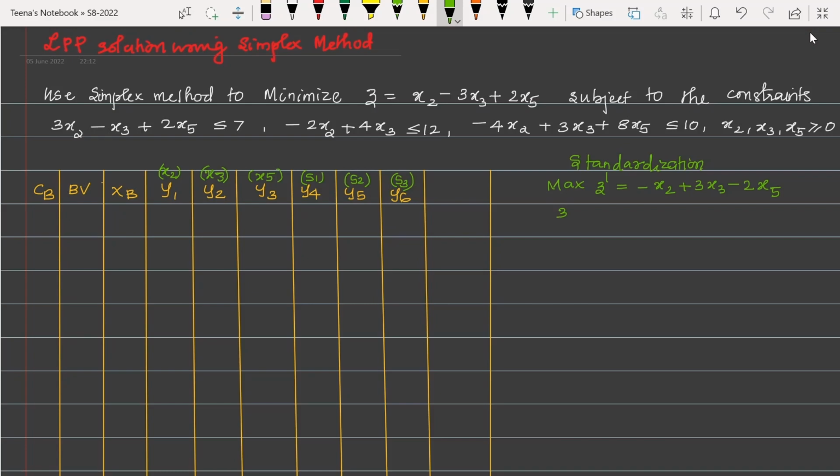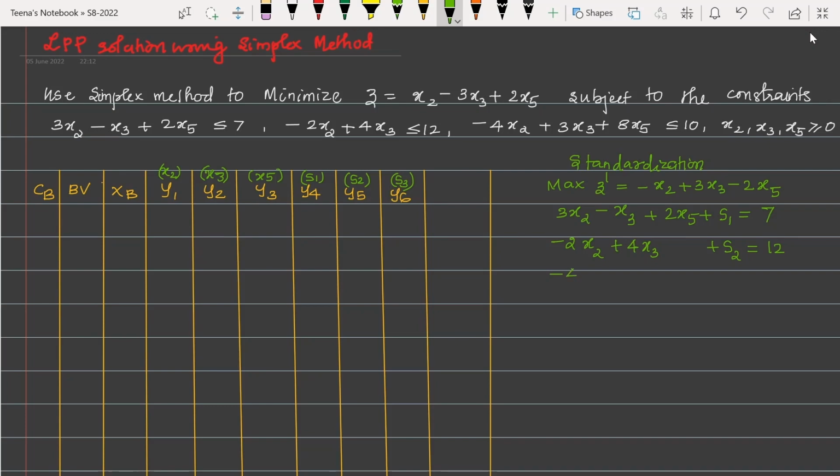The first constraint is a less than or equal to inequality, 3x2 minus x3 plus 2x5. We have to add a slack variable since we have here a less than or equal to inequality. We add a slack variable s1 to the left hand side of this inequality in order to make it an equation. Similarly with the second constraint, minus 2x2 plus 4x3, we add another slack variable because that is also a less than or equal to inequality and the right hand side is 12.